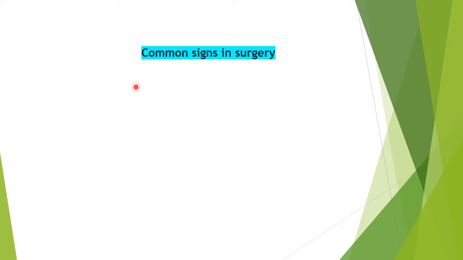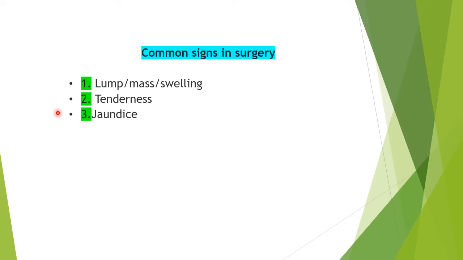Now, what are the common signs in surgery that you see in our patients? First, lump is one of the most common signs that you can get. The lump, mass, or swelling in whatever region that may be. Secondly, tenderness, the presence of pain when you apply pressure at the site. Jaundice, yellow discoloration. Pallor, which is a sign of anemia.